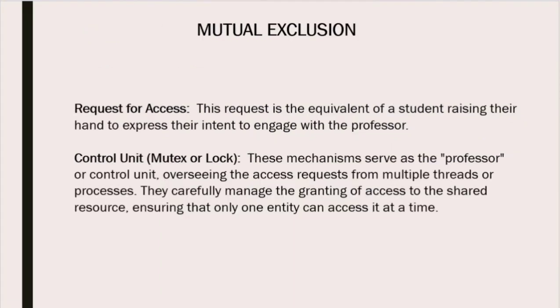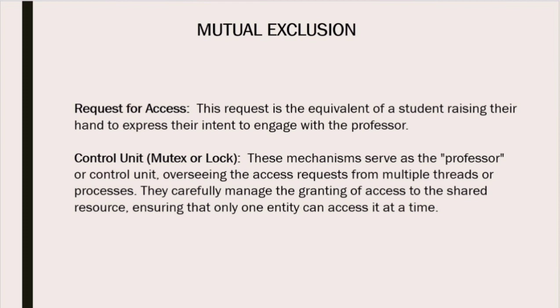First step in mutual exclusion: request for access. In the context of mutual exclusion, threads or processes are analogous to students in the classroom. When a thread or process needs to access a shared resource or a critical section of code, it initiates a request for mutual exclusion. This request is the equivalent of a student raising their hand to express their intent to engage with their professor.